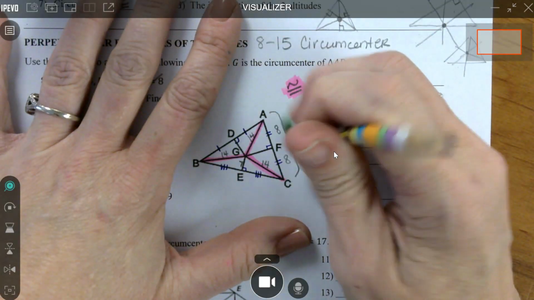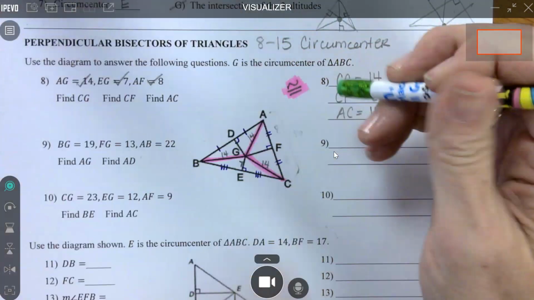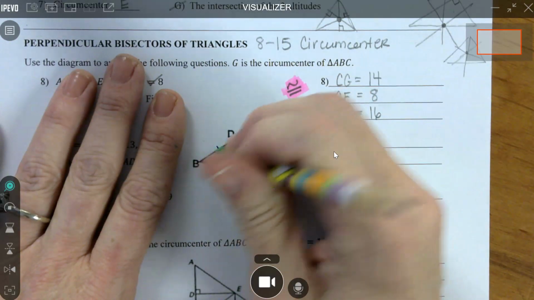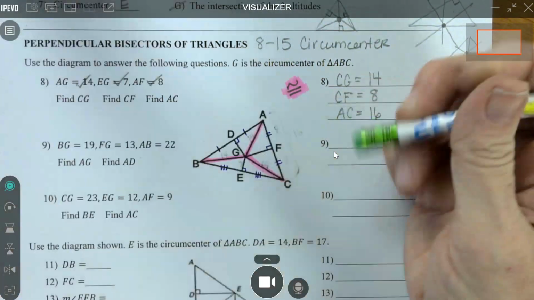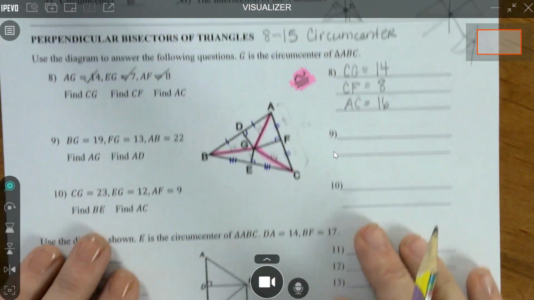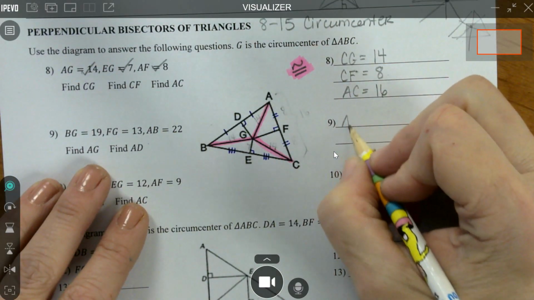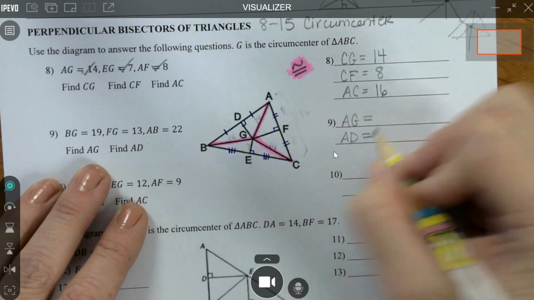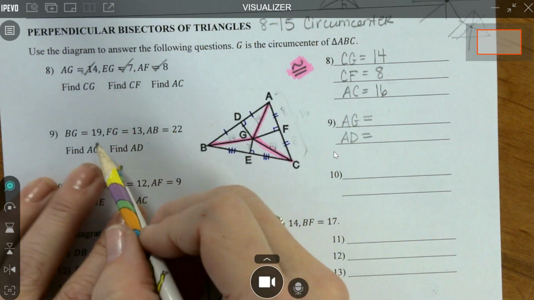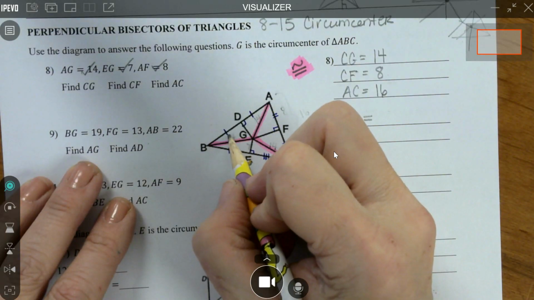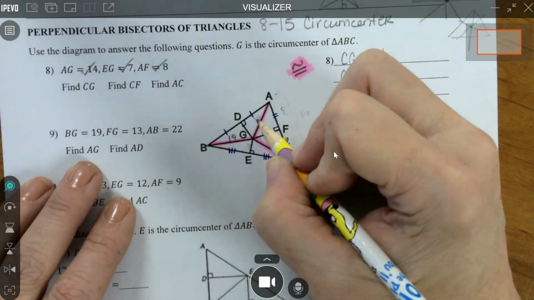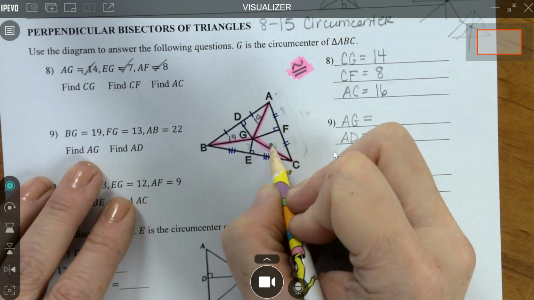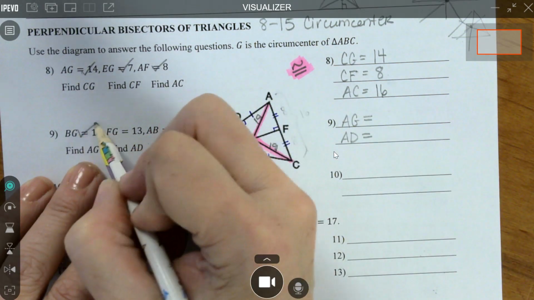All right, so I'm just going to erase some numbers just so that they're not in my way. All right, so that was number 8. Number 9, we're going to find AG and AD. Okay, so it says BG is 19. So this pink one is 19, this pink one is 19, and so is this one.